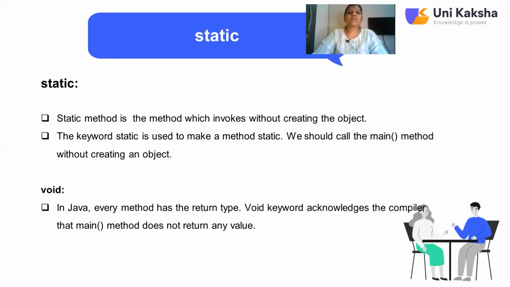Then the second keyword is static. A static method is a method which can be invoked without creating an object. So the keyword static is used for making a method or variable static, and we should always call the main method without creating an object. That's why the main method is considered a static method. Next is void. Void is the return type of the method. So here your main method is not going to return anything to your program. That's why it is a void method.